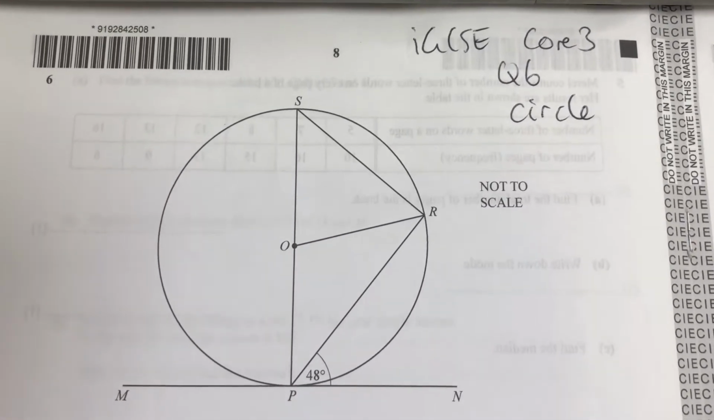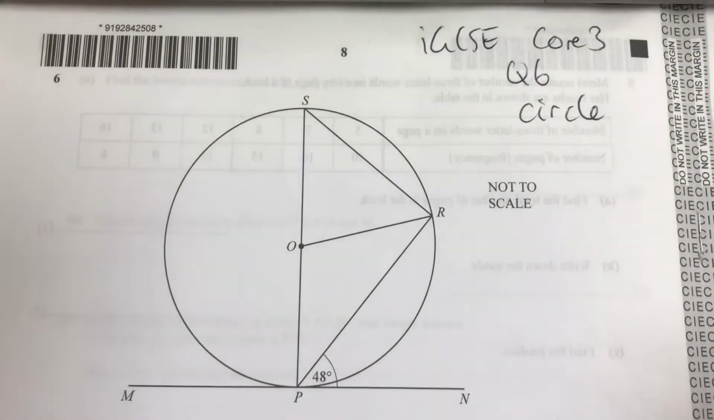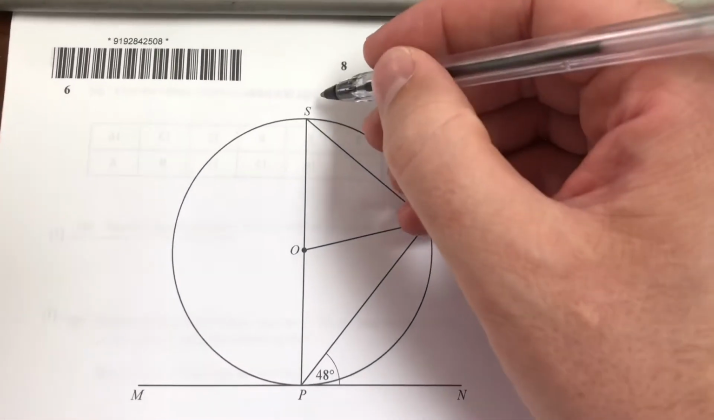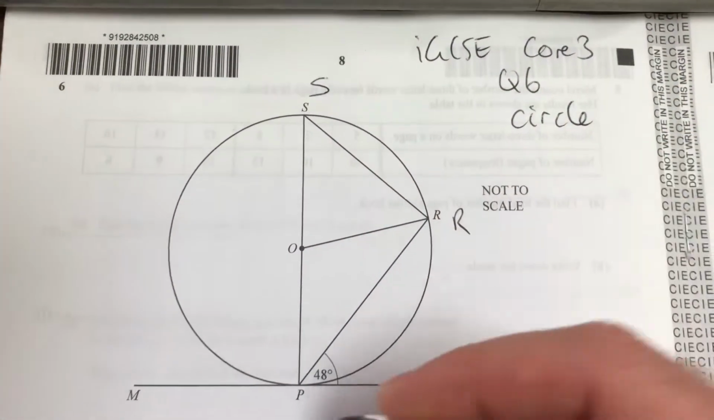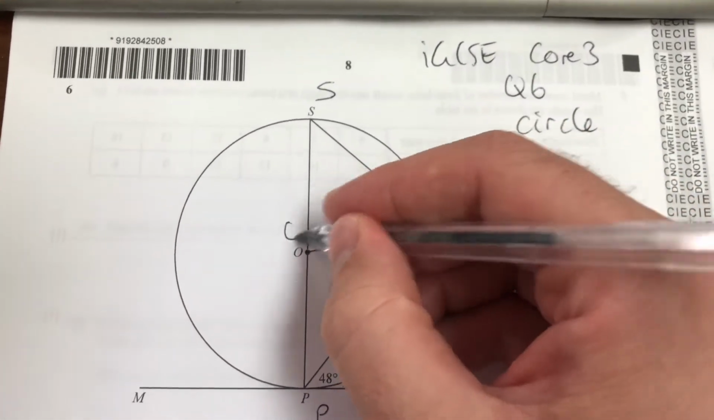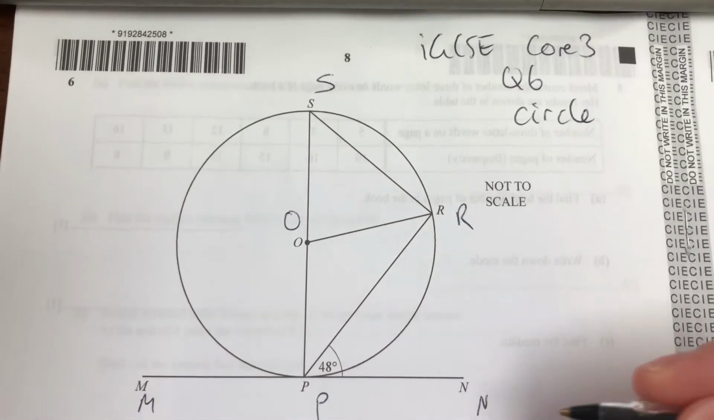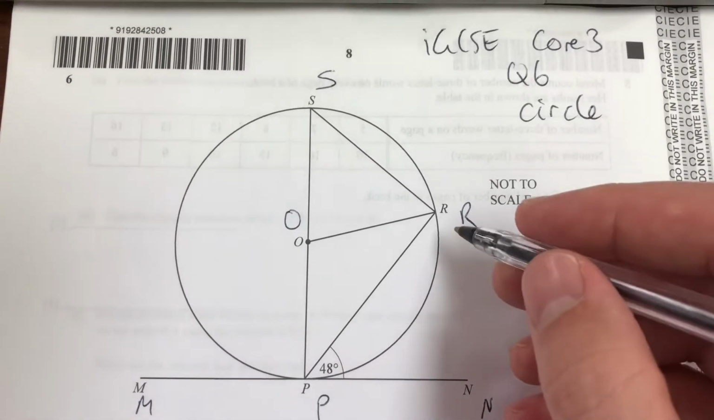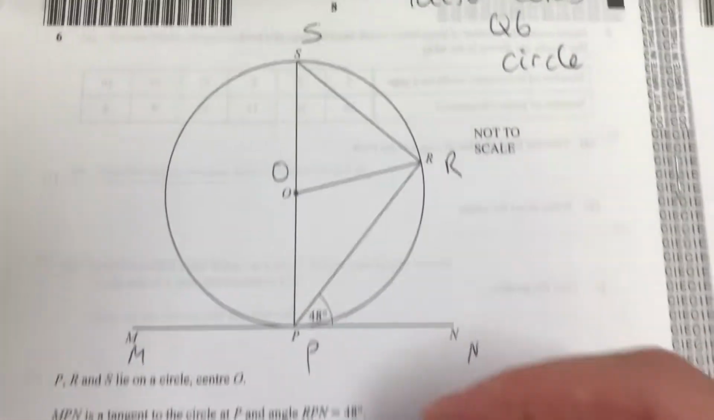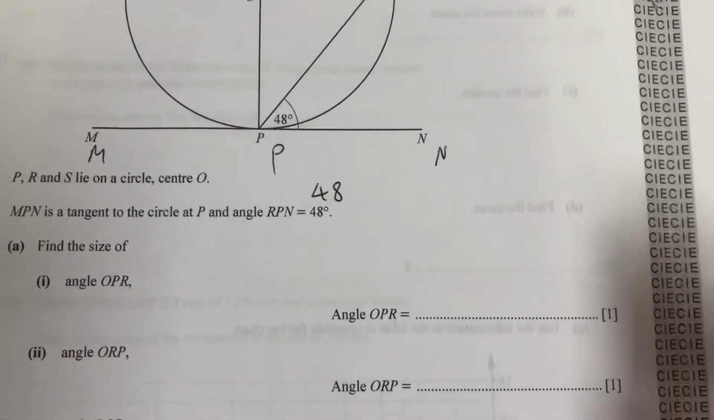We're continuing our IGCSE exam preparation, looking at a core paper 3. Question 6 here, all about circles. So you need to know your circle theorems. We've got S, R, and P points on a circle. O is the center, and M, N is the tangent. We're given that R to P to N is 48. Okay, we've got to find several angles.